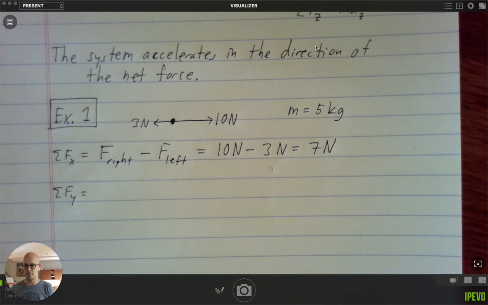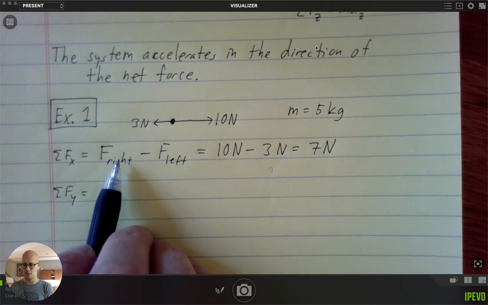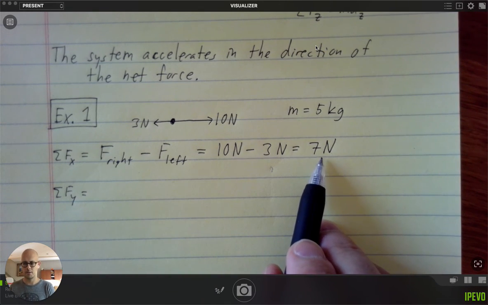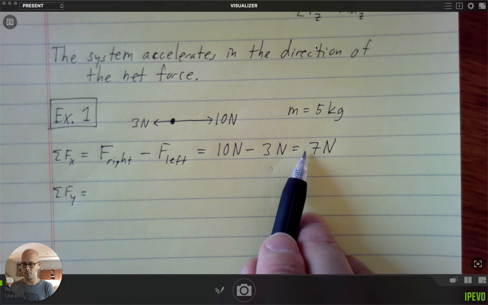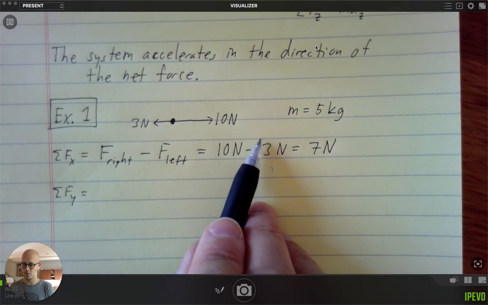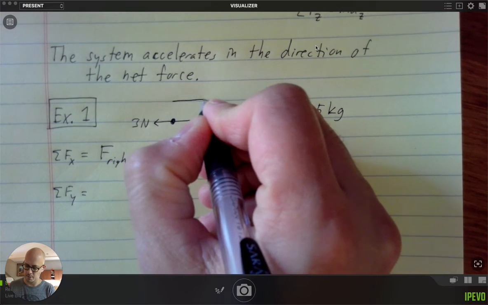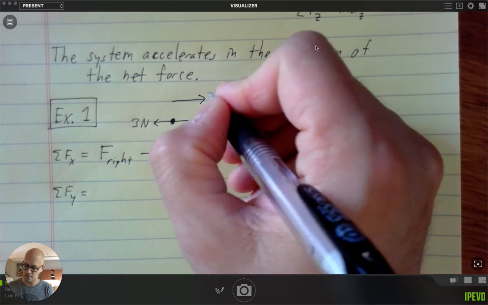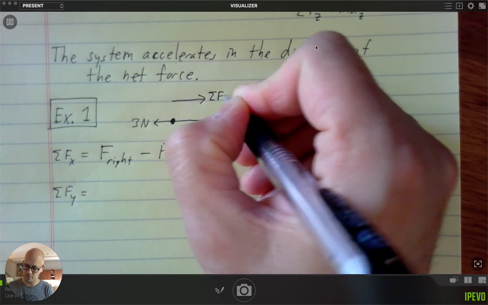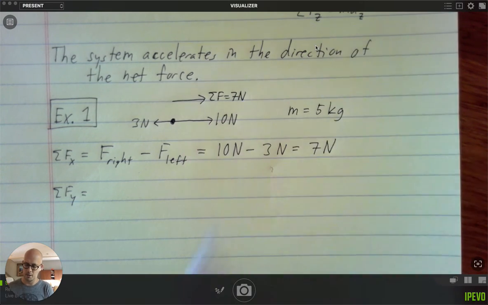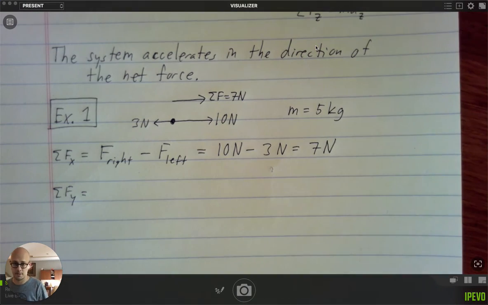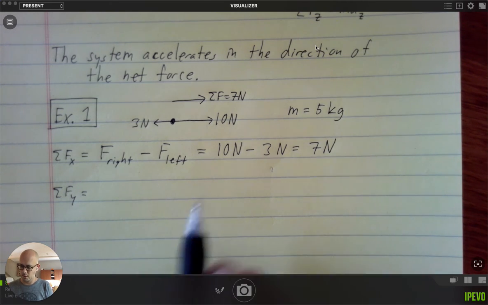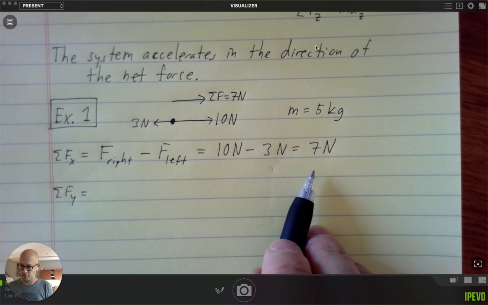Now, because of how we set up this equation, this answer is a vector. And because it's positive, we know that it points to the right. So this is not part of the free body diagram, but we can say the net force equals 7 newtons. In other words, there's a net force because the forces don't balance. So that's the leftovers.